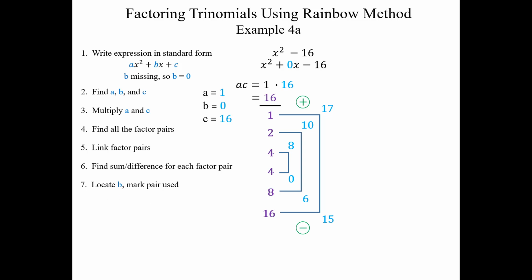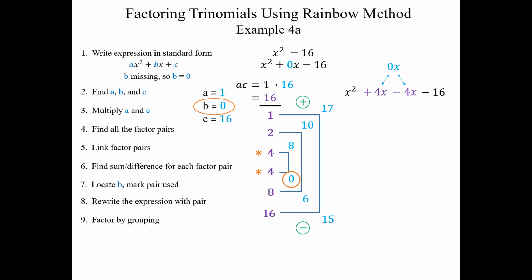Now we need to locate b and mark the pair that we used. b in this case is 0. Here we have a 0, and we use the 4 and the 4 to form the 0. Now we need to rewrite the expression with this pair. So we write the first term and last term, leave some space in between. Now we're trying to form a 0x, and we're using the 4 and the 4, so we have a plus 4x minus 4x. When combined together gives us the 0x.